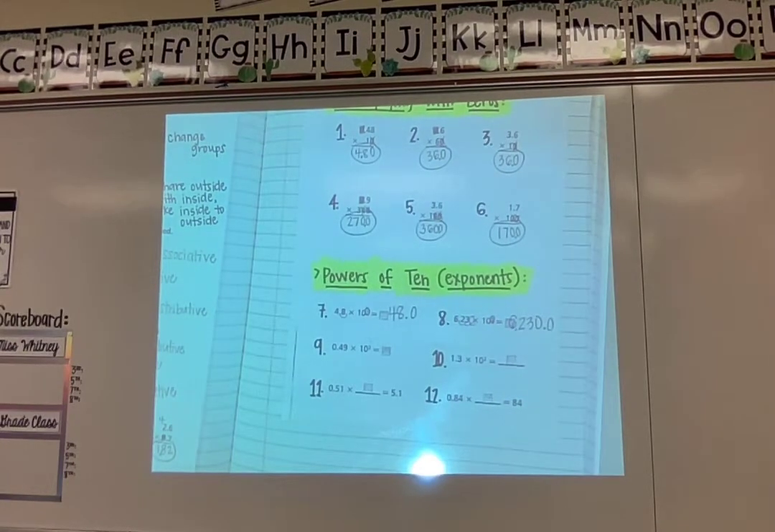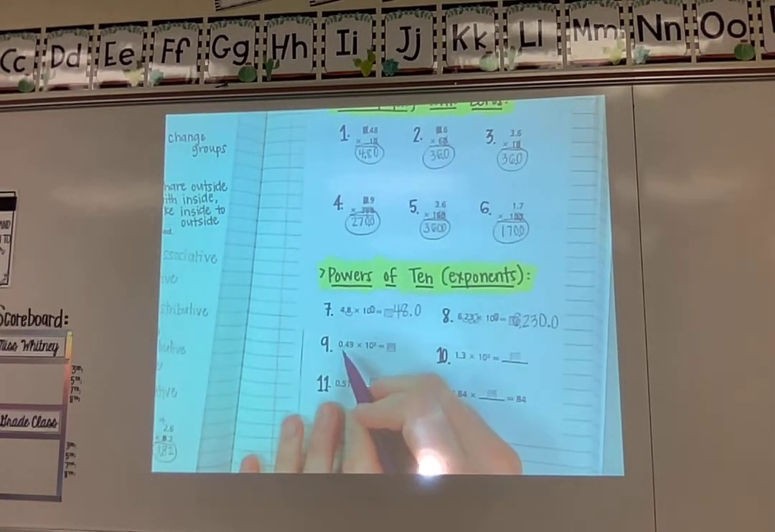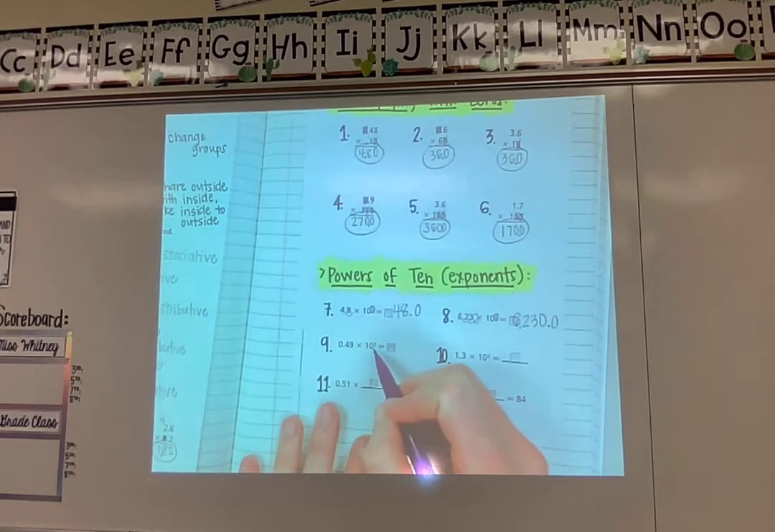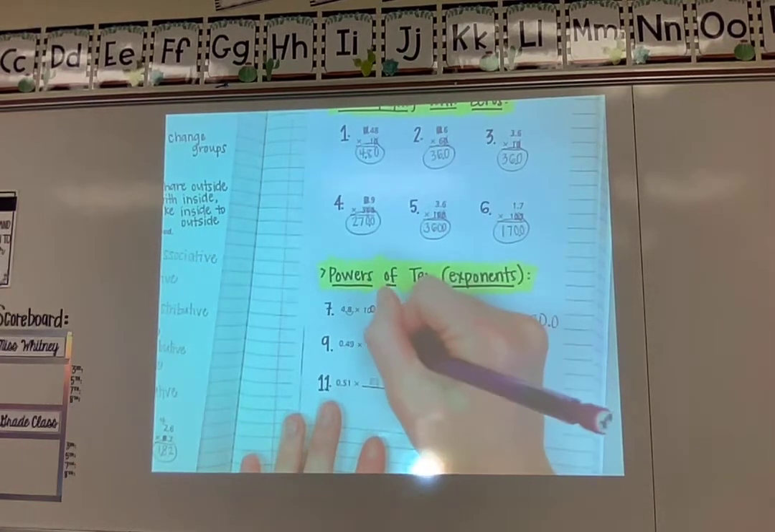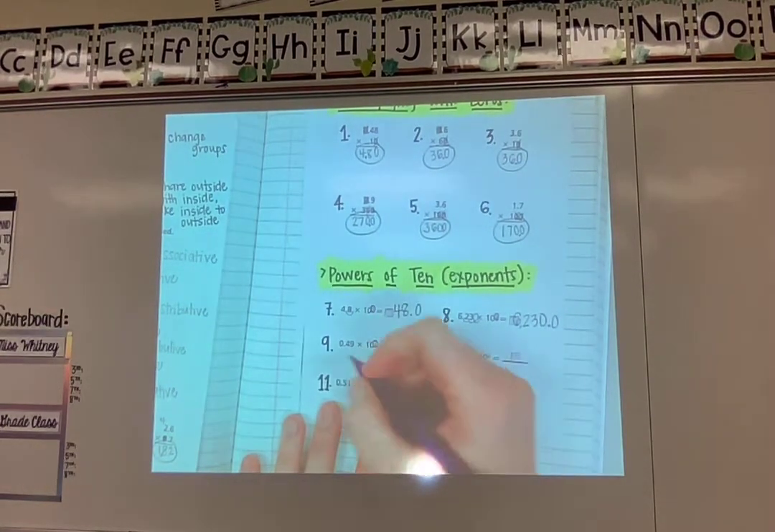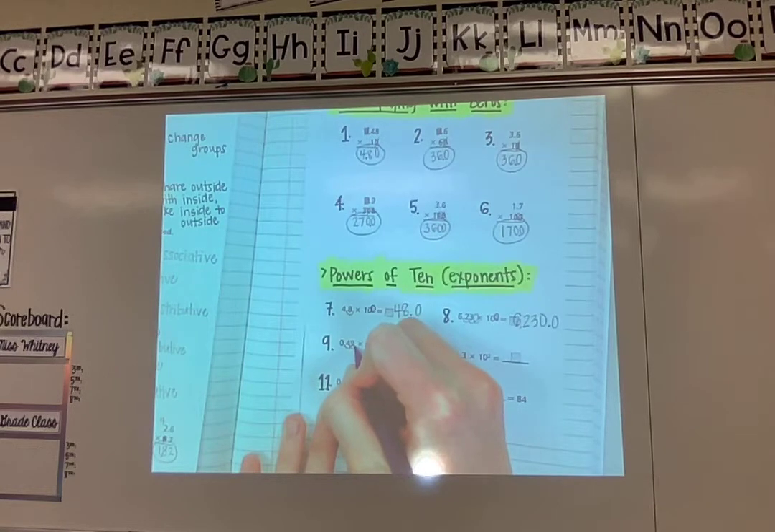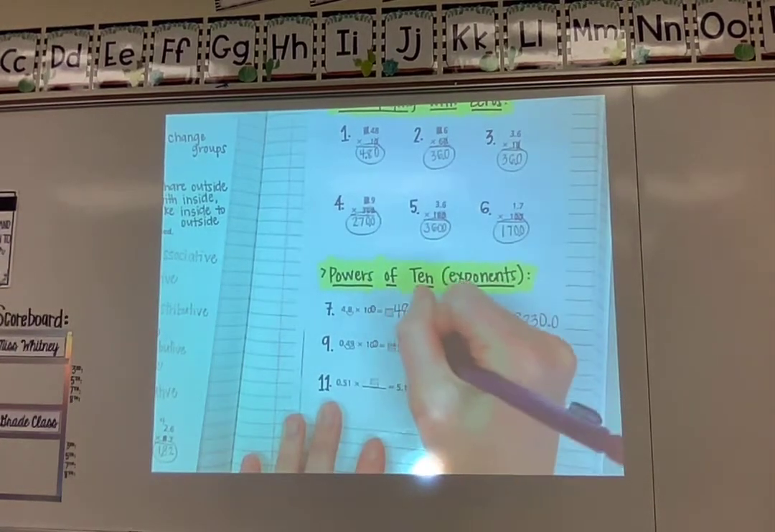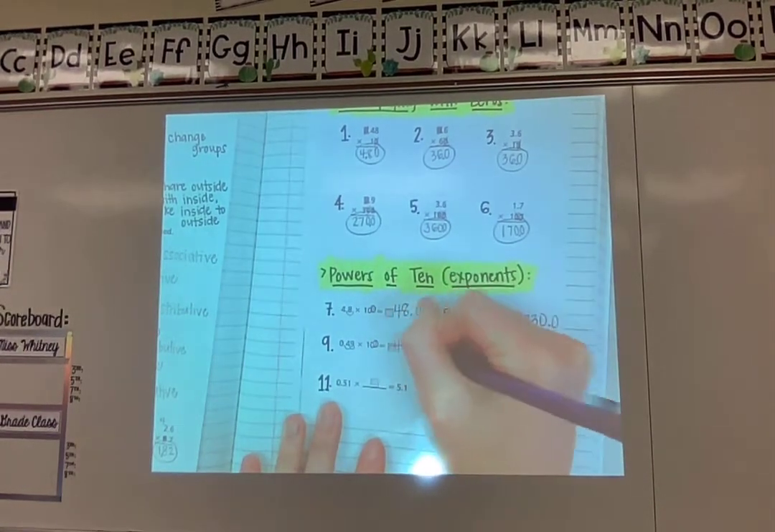All right, let's try another one. Number 9, 0.49 times 10 to the power of 2. So remember, looking at my exponent, how many spots back do I need to move my decimal? 2 spots. So 1, 2. That would make it 49 and 0.0.